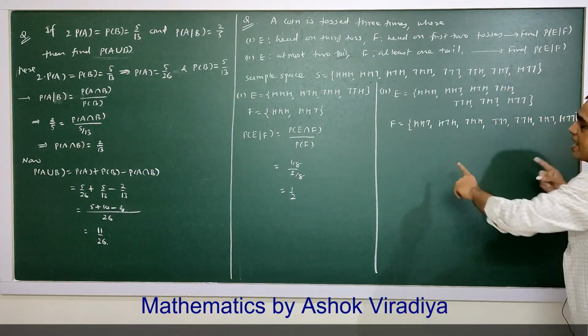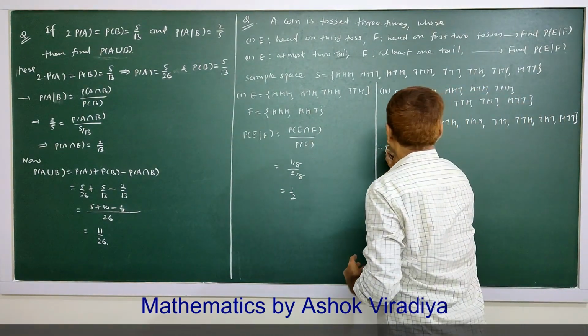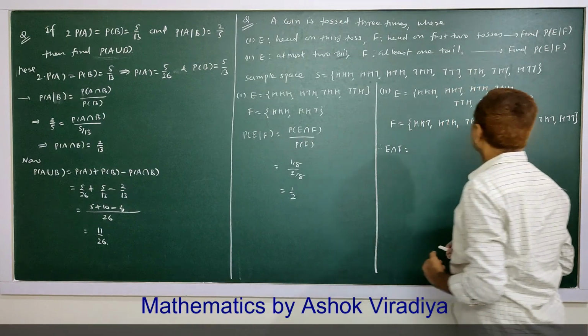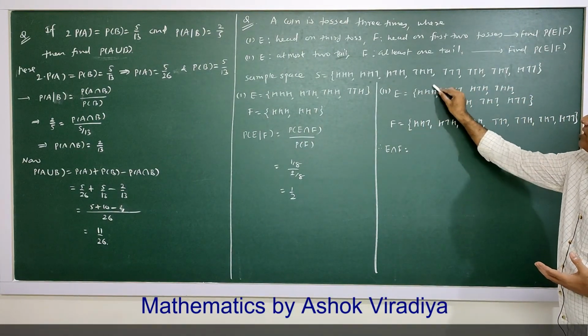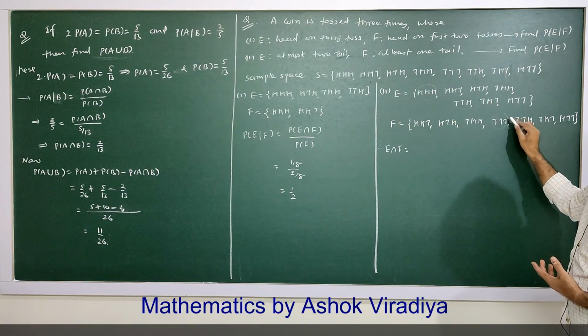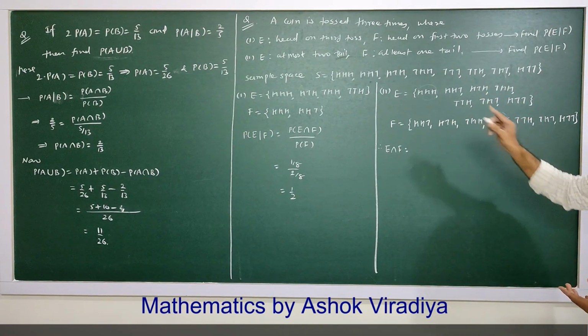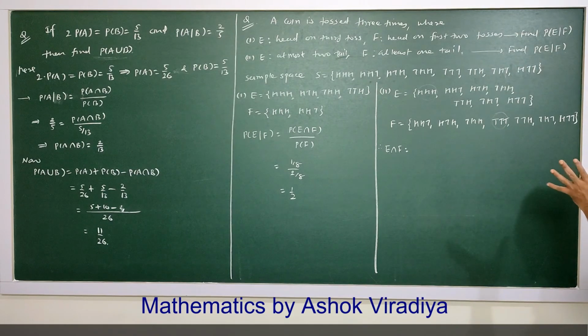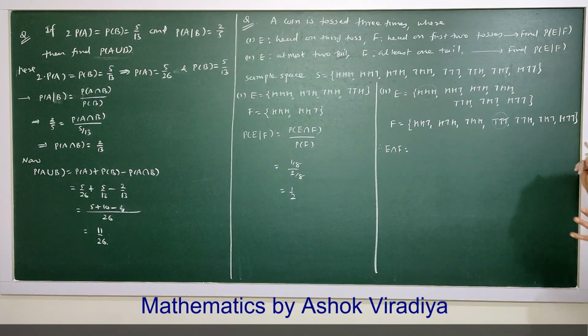So this is at least one tail, meaning 1 or 2 or 3 tails. Now there are common elements. Here, HHH is in this set while it is not in this set. TTT is in this set while it is not in this set. So these are not common. The remaining are common: HHT, HTH, THH, TTH, THT, HTT are common.